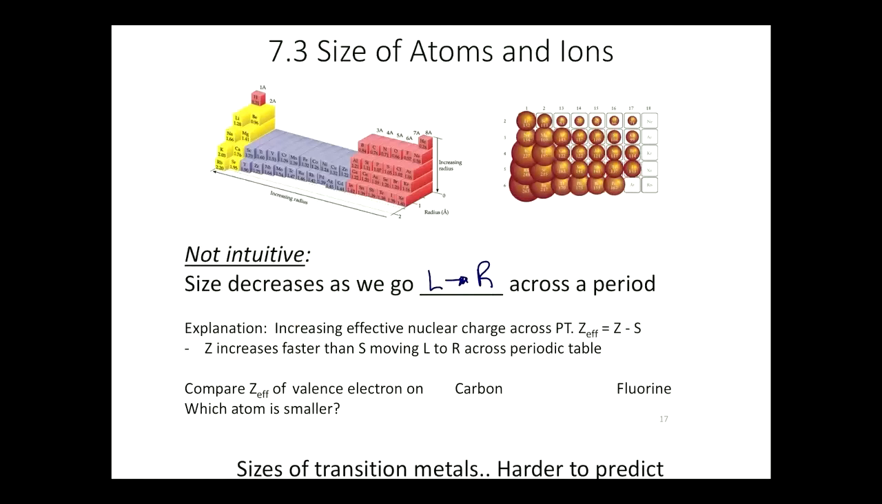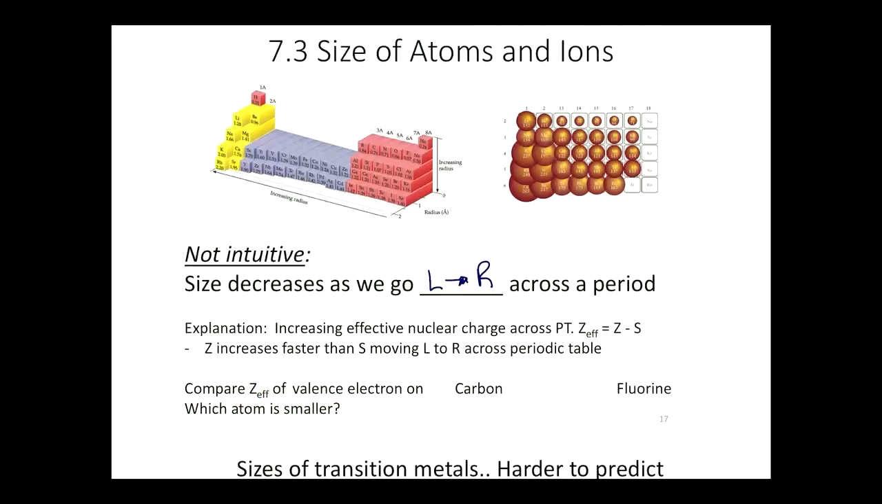It's because going left to right across the periodic table, Z effective increases. So those valence electrons feel a higher attraction to the nucleus. When you have a higher Z effective, they're closer to the nucleus because there's that higher attraction. So what we see is that these elements, like group 7 elements, will be smaller because there's more attraction there. So let's go over this.